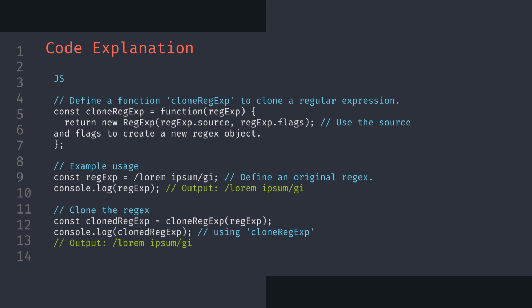This code demonstrates how to clone a regular expression by accessing its source and flag properties. Using these, we create a new regex object that is an independent copy of the original.